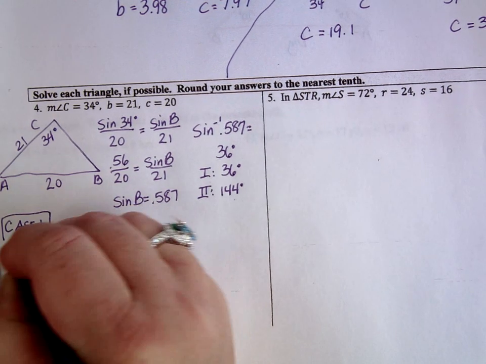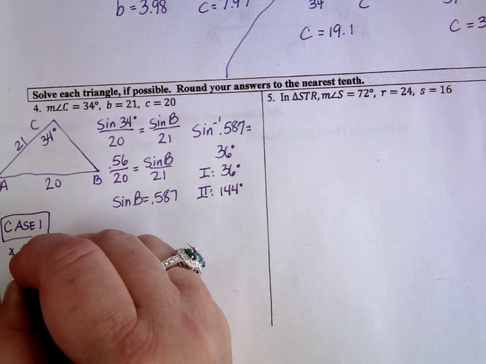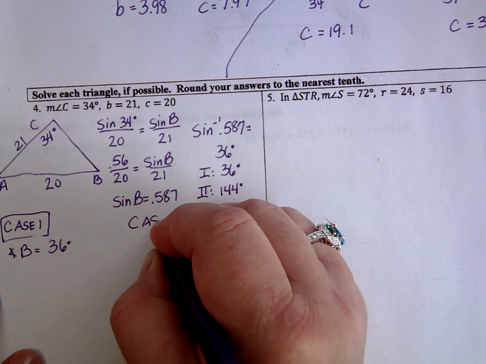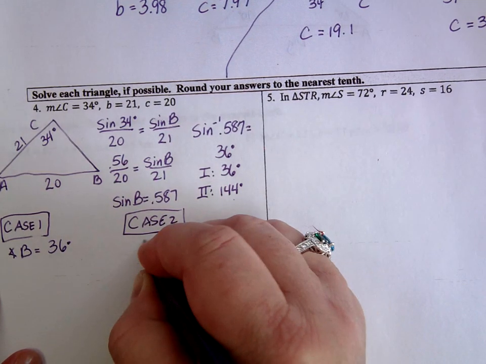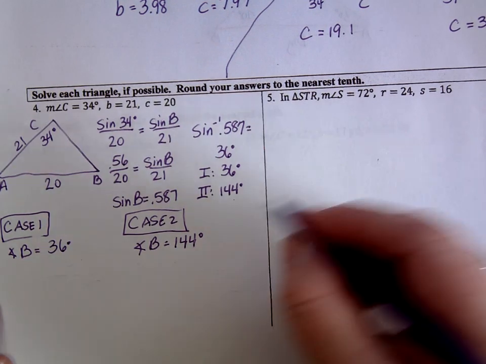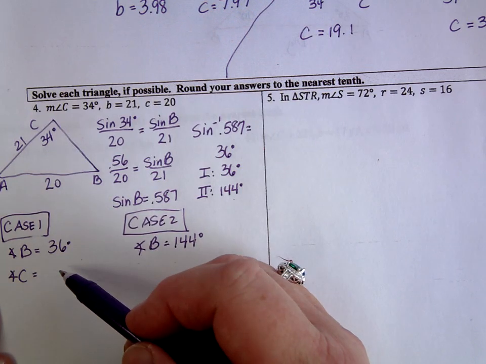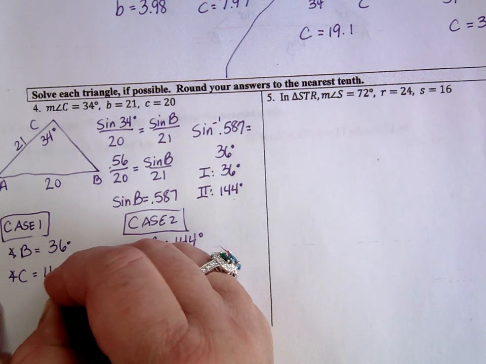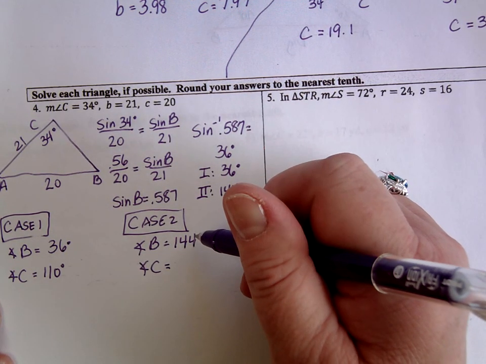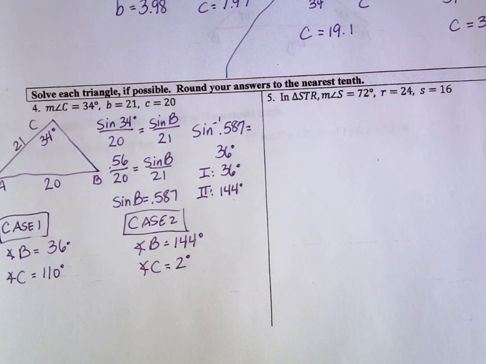It could be that angle B is 36 degrees. It could be, case 2, that angle B is 144 degrees. If I figure out angle C based off of that, 180 minus 34 minus 36 gives me 110 for angle C here. 180 minus 144 minus 34 leaves me 2. There's my 2 cases. It could be one of those 2 things.